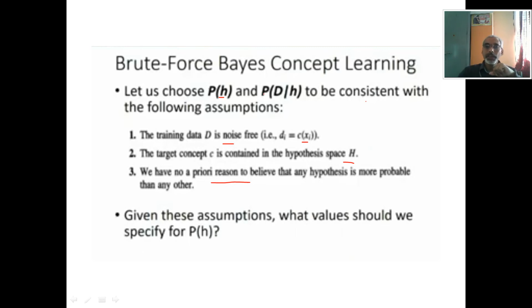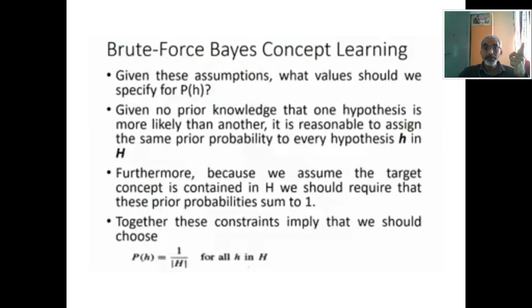Probability of D given H, we have an equation to calculate. Now probability of H is prior knowledge. With some assumptions, we try to put in that prior knowledge. So we want to calculate the prior probability with some assumptions. We make these assumptions and see how we can calculate probability of H. That is very important because to apply Bayes theorem we need the prior probability. Now given these assumptions, what value should we specify for P of H? That is our question.